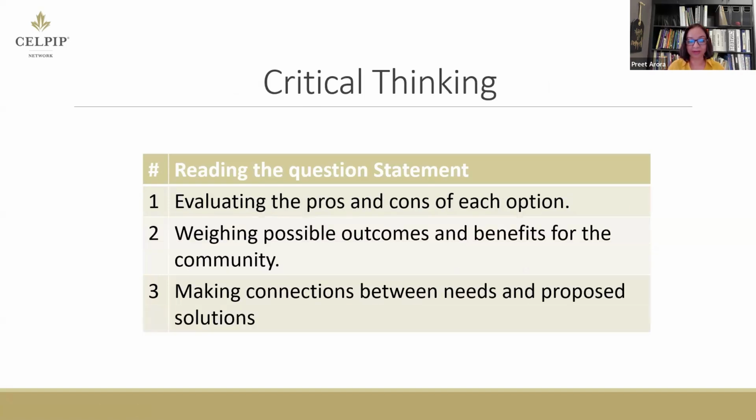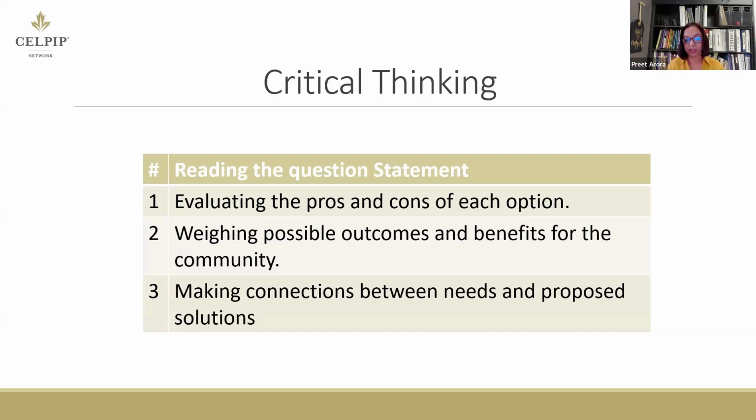Now, what is critical thinking? Evaluating the pros and cons of each option. So what are the pros of option A? What are the cons of option A? What are the pros of option B? What are the cons of option B? And weighing the possible outcomes. If I get A, what outcome? What benefit? If I pick up B, what benefit to the community?